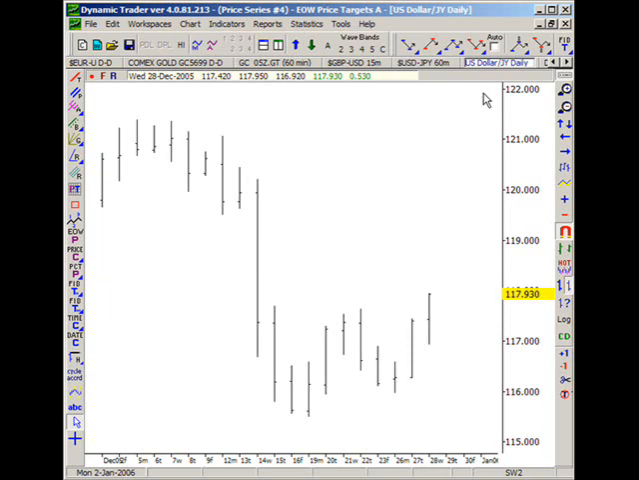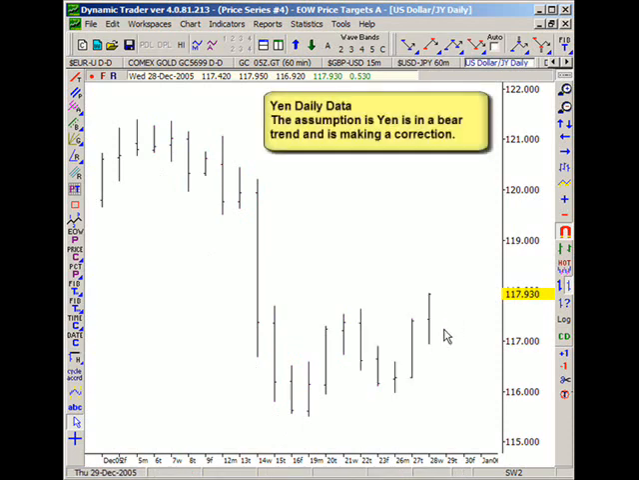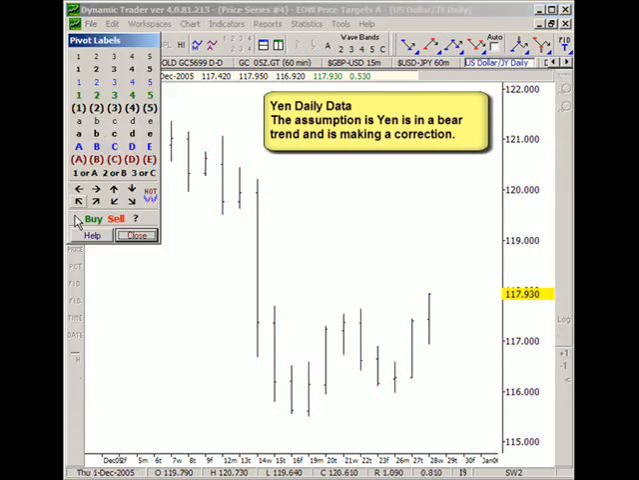This data is the Japanese yen daily data, and of course everything we teach you is applicable to all markets and all time frames, from intraday data to daily to weekly to monthly data. Now the yen had a very sharp decline here recently, so our assumption is that it's in a bear trend and it's making a correction. As of the last bar in the chart, it's met the conditions for a potential A and B. So let's just put those on.